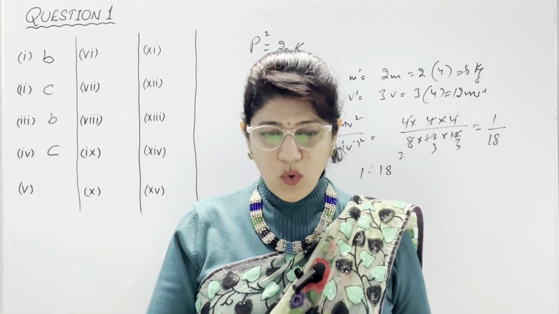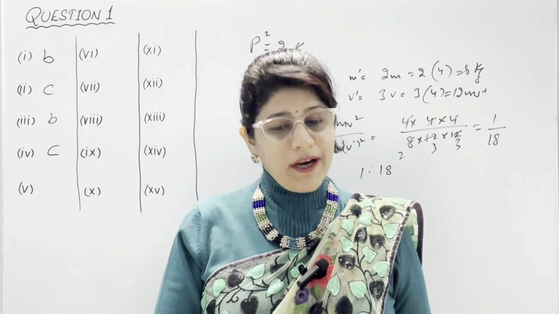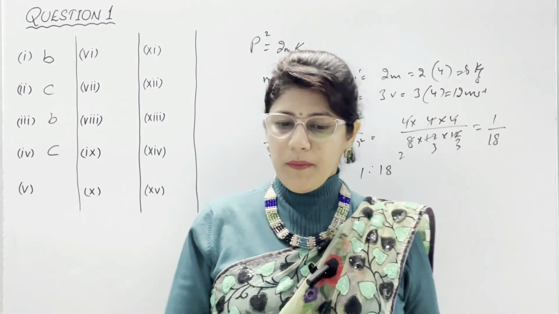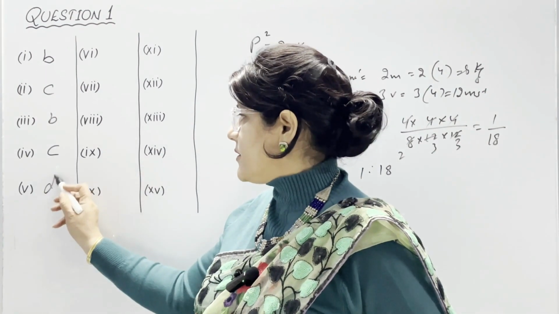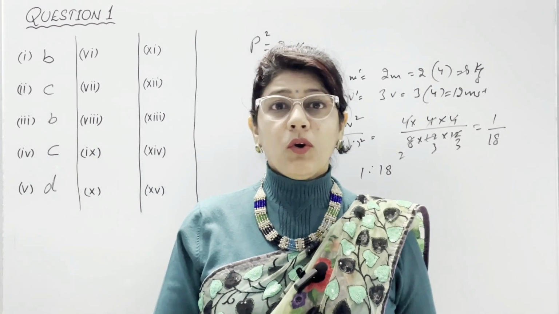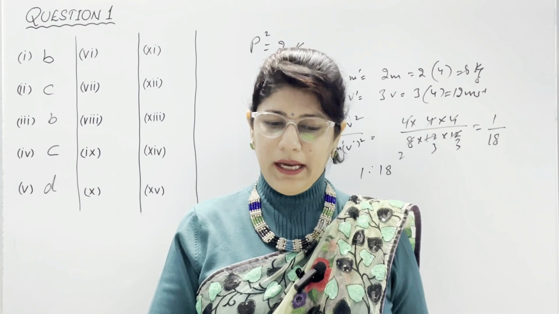In fifth part, the source of ultraviolet light is A. Electric bulb, B. Red hot iron ball, C. Sodium vapor lamp and D. Carbon arc lamp. And the correct option is D, carbon arc lamp because quartz lamp with iodine vapor releases ultraviolet light.